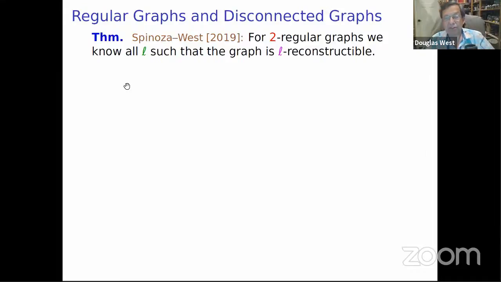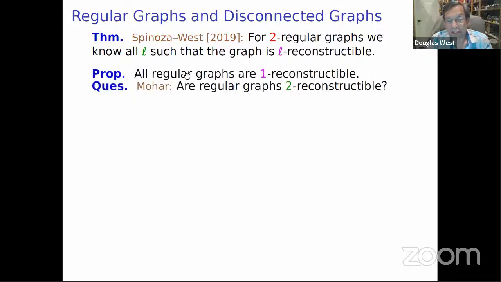So let's talk about some other families of graphs. What about regular graphs? When the graph is two regular, what I've just told you about is we know all L such that the graph is L reconstructible. And what about ordinary reconstruction? It's really easy that all regular graphs are reconstructible because we can reconstruct the degree list. And then when we look at any card, the missing vertex has to be adjacent to the deficient vertices. Okay, so Boyd and Mohar asked us, can we say that regular graphs are two reconstructible?